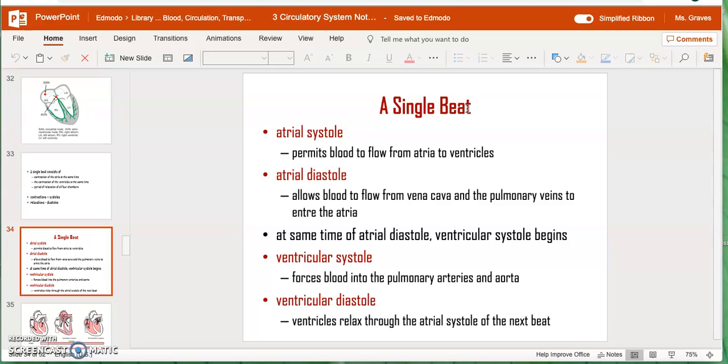So that's allowing blood to flow from the vena cava and pulmonary veins into the atria. And at the same time of the atrial diastole, the ventricular systole begins. So ventricular systole, or contraction, is when blood is forced into the pulmonary arteries and aorta. And then we have a ventricular diastole, where the ventricles relax through the atrial systole for the next beat.